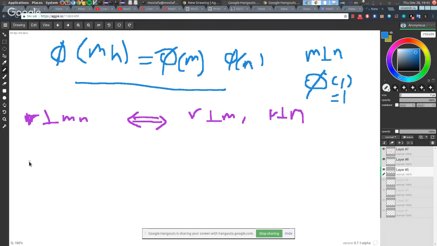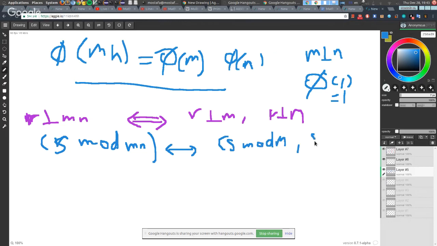From here we remember the residues table we elaborated while explaining the Chinese remainder theorem. We had a correspondence between some number, let's say s mod mn, and the pair s mod m and s mod n. If you remember, this modulus was the LCM of m and n, but since they are coprime, it's just the product. So for all the numbers from 0 until mn minus 1, there is a one-to-one correspondence with all the pairs coming from here and here.